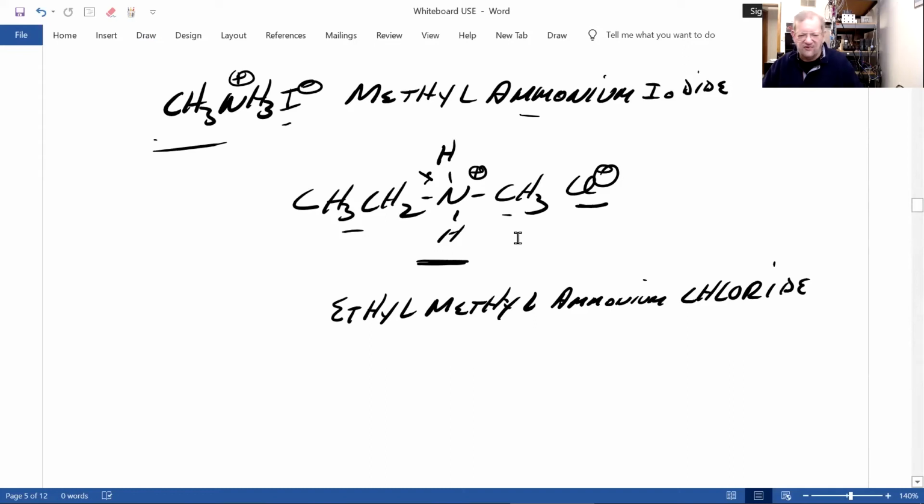Now, by putting a charge on nitrogen, making an amine salt, you make it more water soluble. And when we get into surfactants and lipids, I'll talk more about why that's important. It's called making a molecule polar.